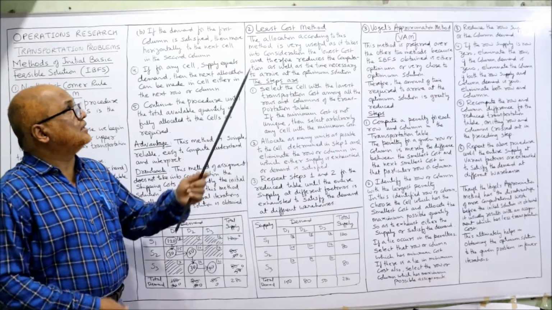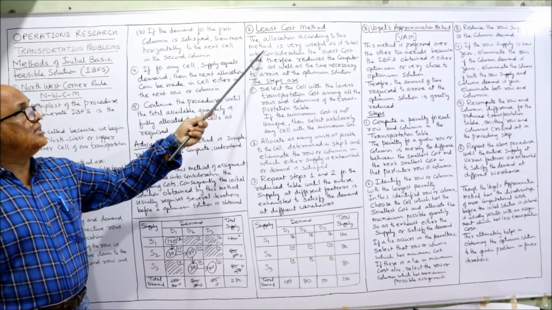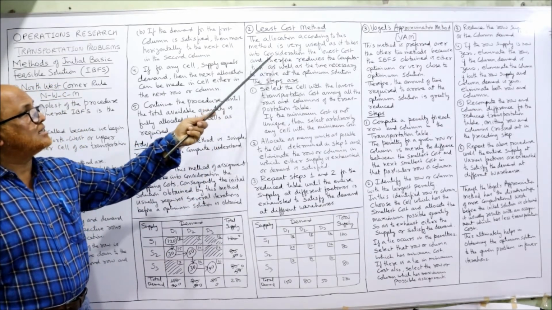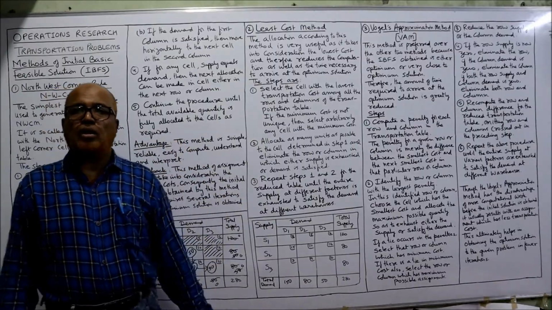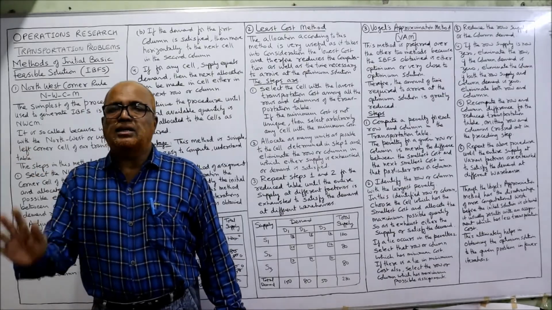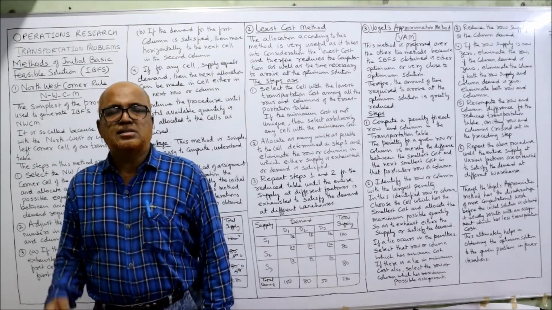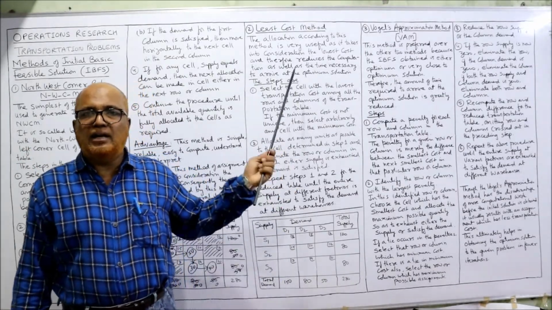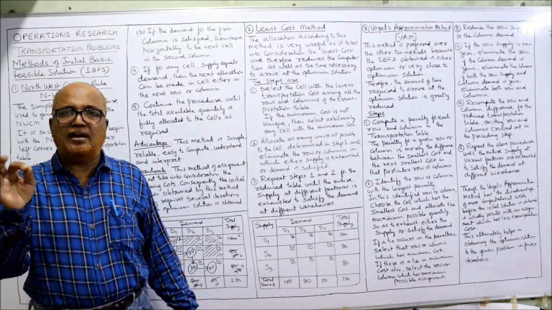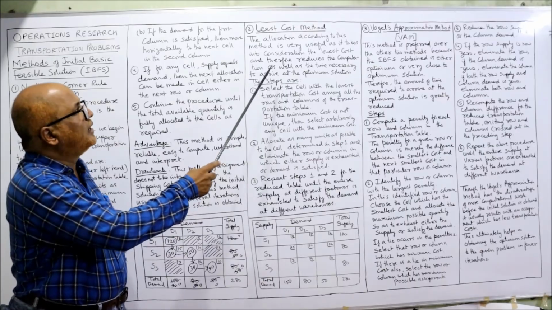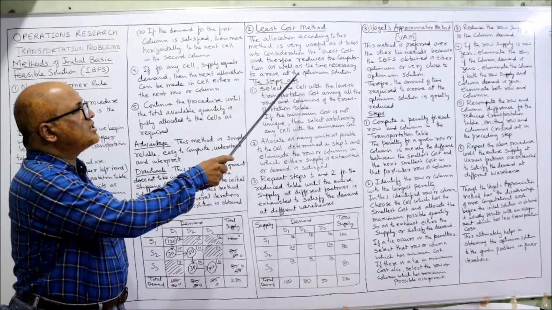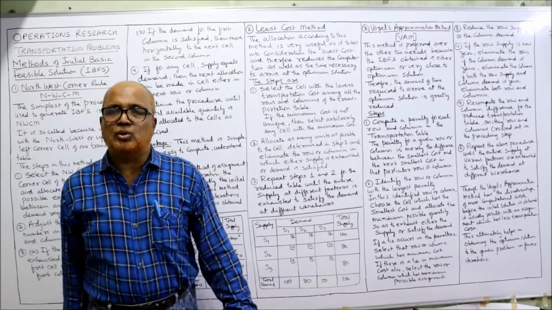The least cost method. The allocation according to this method is very useful as it takes into consideration the lowest cost. In the northwest corner rule, we have not considered the cost. Simply we have allocated. But in the least cost method, we are considering the cost. That is the advantage in LCM, and therefore it reduces the computation as well as the necessary time to arrive at the optimum solution.